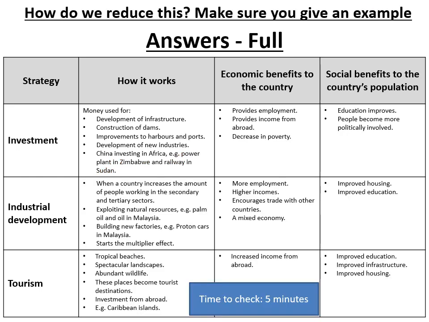Okay, here we go. So industrial development is when a country increases the amount of people working in the secondary and tertiary sectors. So we've got fewer people farming and doing other primary jobs, and more people working in factories and in all the various tertiary jobs there are. We are also, though, going to exploit natural resources, for example, palm oil and oil in Malaysia. We're going to build new factories, for example, proton cars in Malaysia, and this starts the multiplier effect. Why have we picked Malaysia there? Well, because Malaysia links to your tropical rainforest work as well.